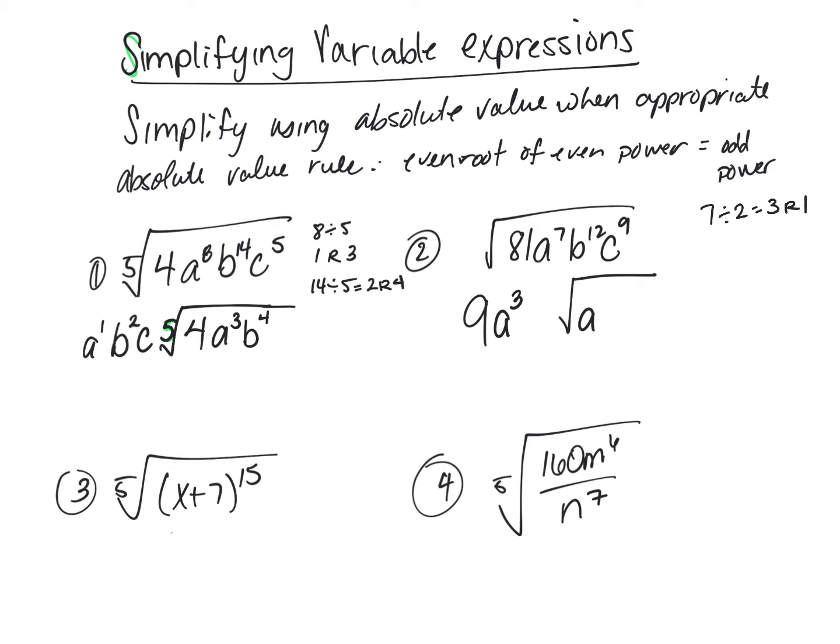For b, it goes in evenly. So b to the 6th goes on the outside. There's no b's on the inside because it went in evenly. And then 9 divided by 2 is 4, remainder 1. So c to the 4th comes out, and c stays inside. Now my radical looks a whole lot like a 4th root there. Don't like that.